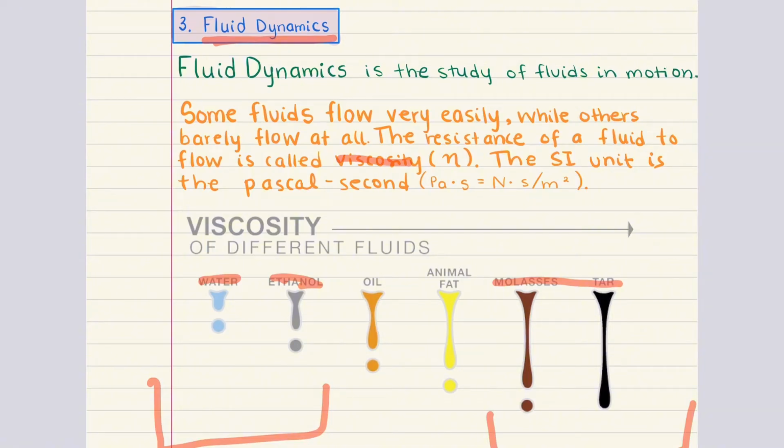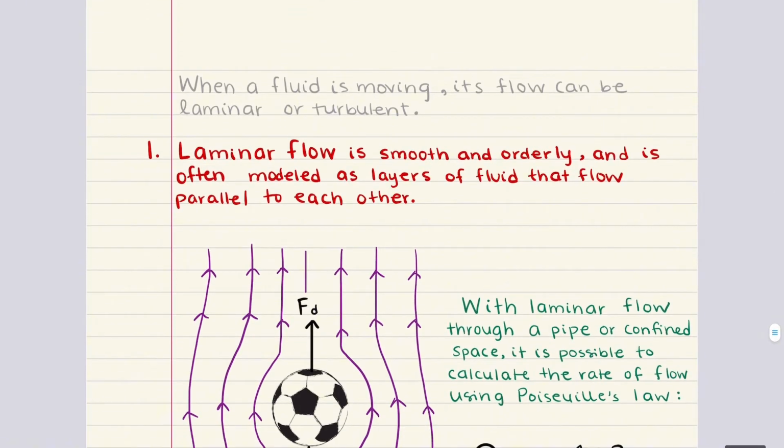Now, the SI unit for viscosity is the Pascal second, and this is equivalent to 1 Newton second per square meter. Understanding viscosity is important because it influences how fluids move through pipes, how they mix, and how they respond to forces. On that note, when a fluid is moving, its flow can be categorized as either laminar or turbulent.